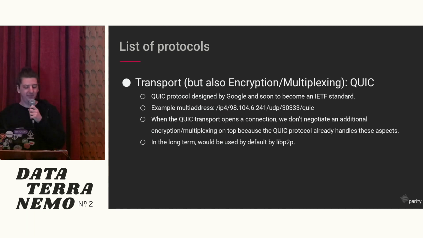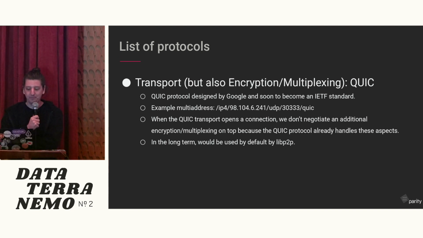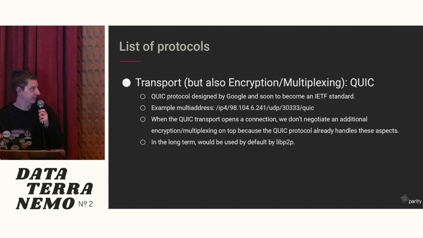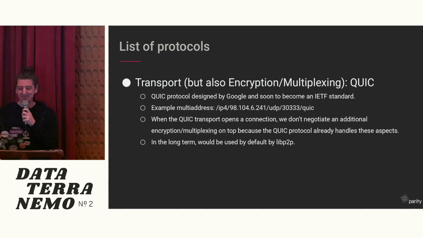As for the transport, there's a prototype for using QUIC. QUIC is this thing designed by Google that's soon going to become an IETF standard, I think and I hope. So if we use QUIC, we do not negotiate encryption and multiplexing because that's handled by QUIC itself. But in the long term, libp2p would use QUIC by default.